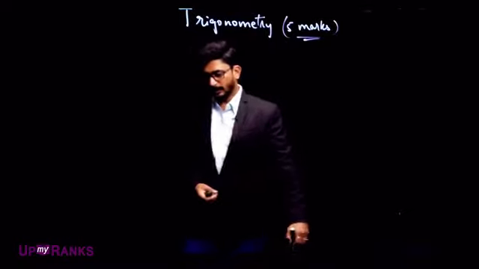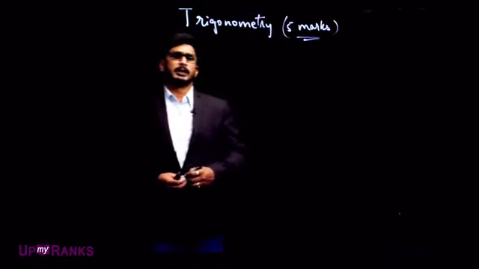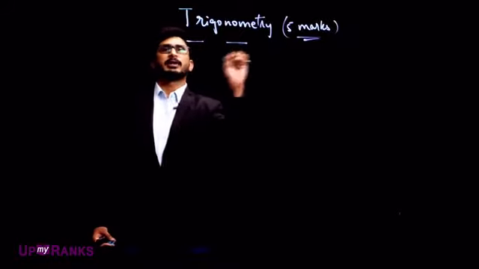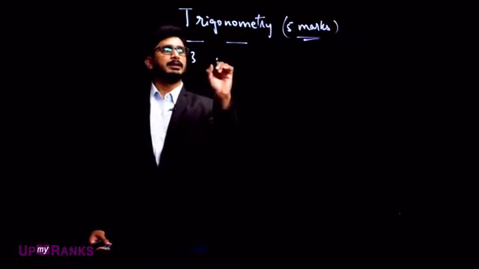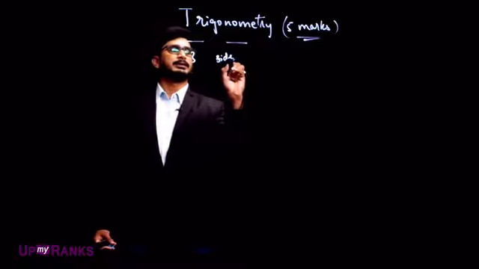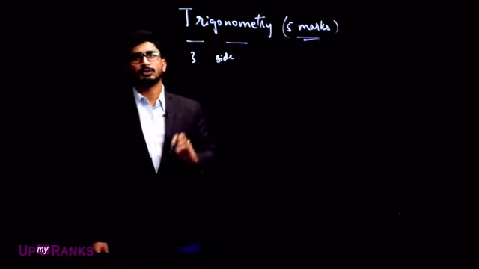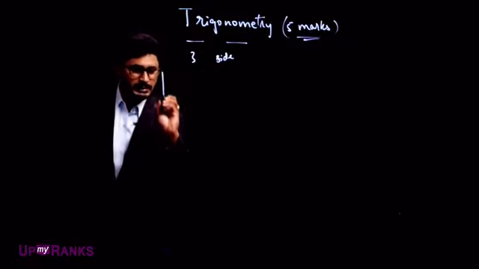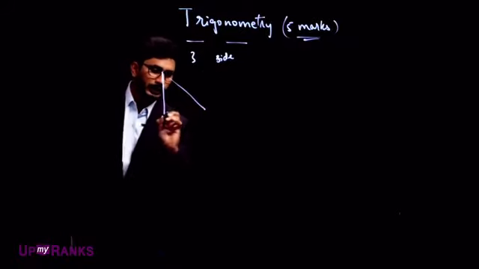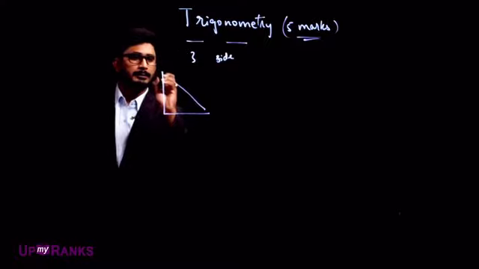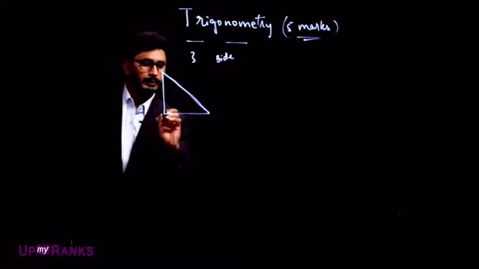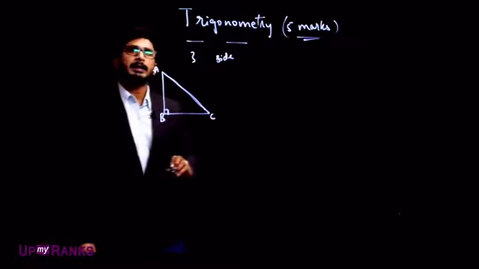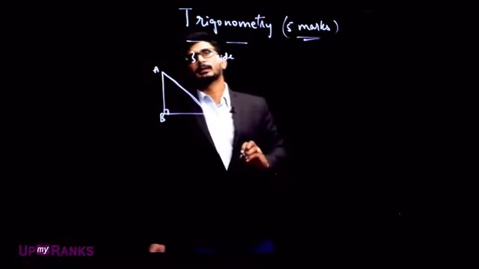So what is trigonometry? Trigonometry is nothing but that which deals with the three-sided geometrical figure, which means a three-sided figure. Trigonometry deals with the right-angled triangle. So what is this right-angled triangle over here? In a right-angled triangle, what do you have?